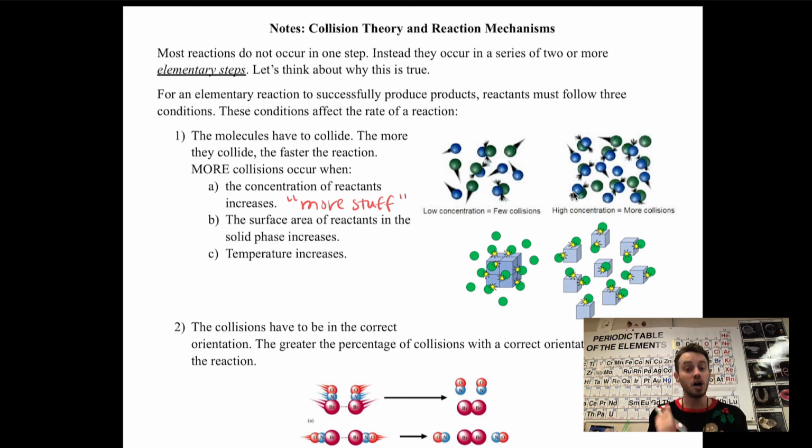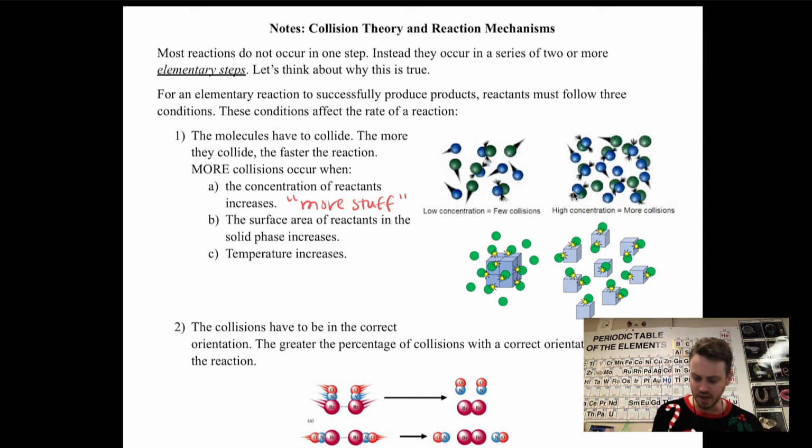Also, the surface area of the reactants is going to increase the number of collisions and therefore the rate of the reaction. So if there are more places for the collisions to occur on the surface of the sample, then you are going to have a greater rate of reaction as well. Also, if you increase the temperature, things are moving faster, so they're going to hit each other more.